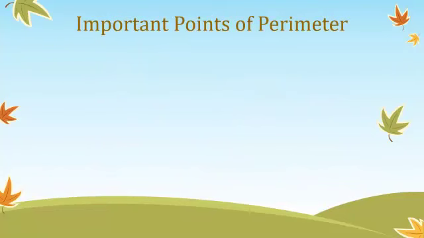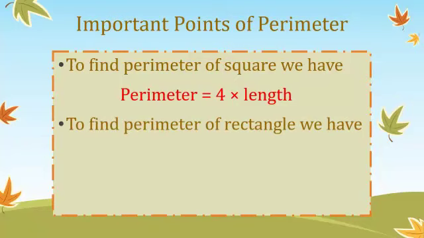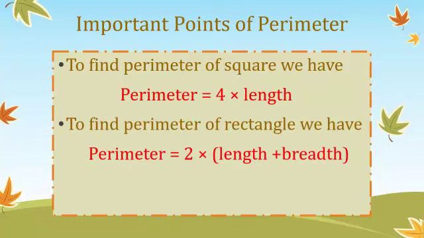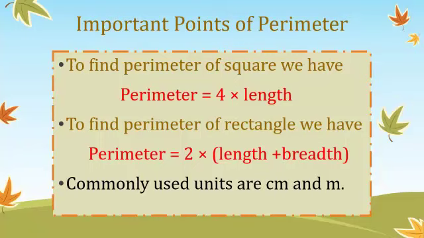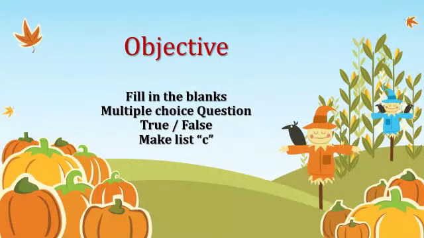Some important points of perimeter are: in order to find the perimeter of a square, we have the formula perimeter is equal to 4 times length. And to find the perimeter of a rectangle, we have perimeter is equal to 2 times (length plus breadth). Also note that the commonly used units for perimeter are centimeter and meter. Let's see some of the objective questions that you can be asked during your assessment.